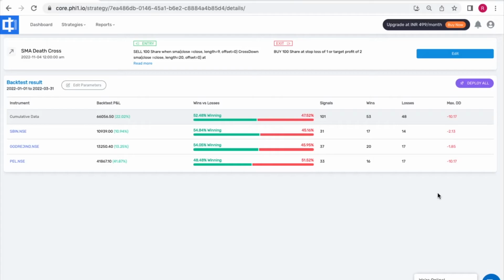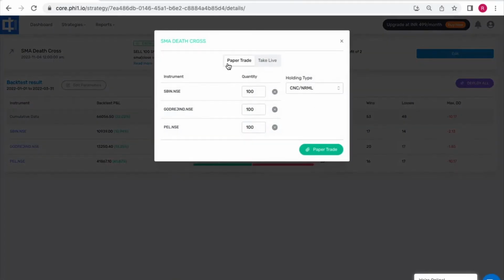Okay, I'm happy with my backtest results, so I'm going to go ahead and deploy. Here there are two options you have. One is to paper trade and one is to take your trade live. Paper trading is basically testing your strategy in a real market environment but without the use of real money.